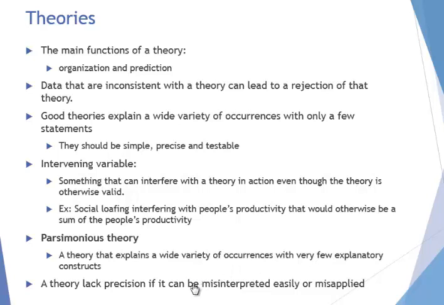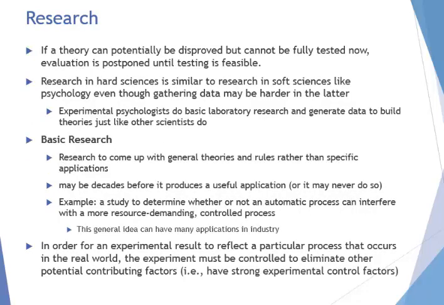That would be an example of just applying the most basic explanation to something until that explanation, of course, could be proven incorrect. A theory, if it lacks precision, can be misinterpreted easily or misapplied. That's why a theory has to be precise and specific in order to really be scientifically valid.